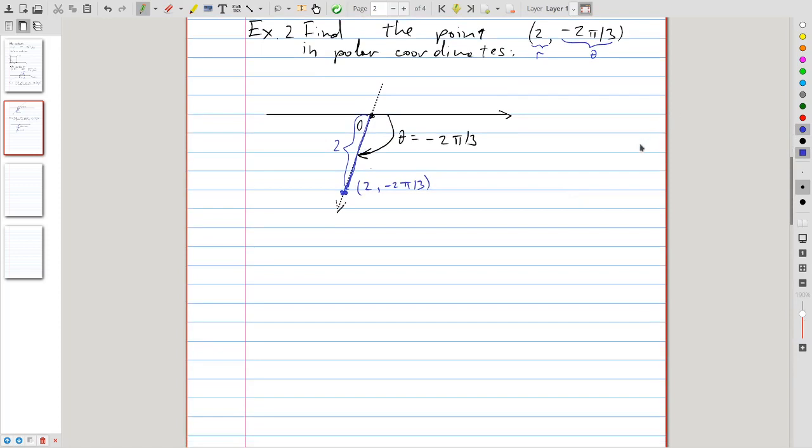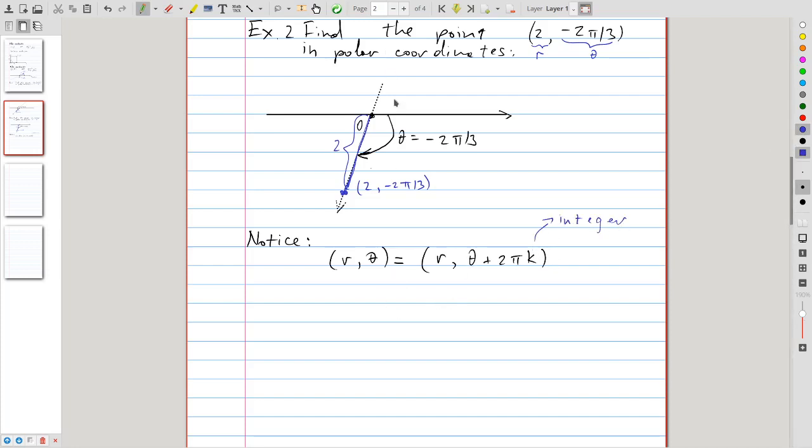So there are several remarks to make here. If you have a point with coordinates r, theta, then by changing theta by a multiple of 2 pi, you'll get the same point. So any point with coordinates r, theta is the same as the point with coordinates r, theta plus 2 pi k, where k is any integer.